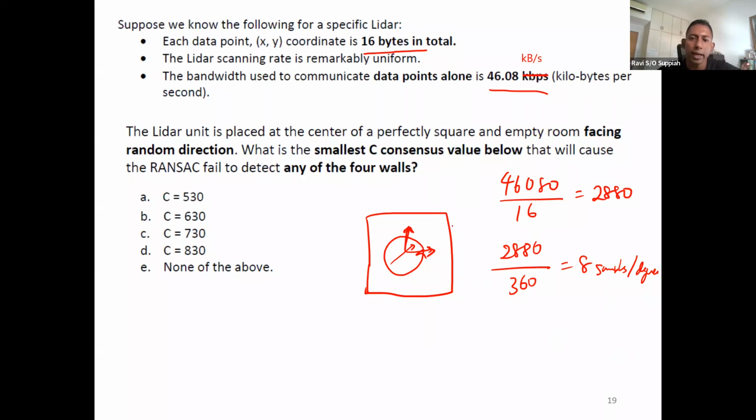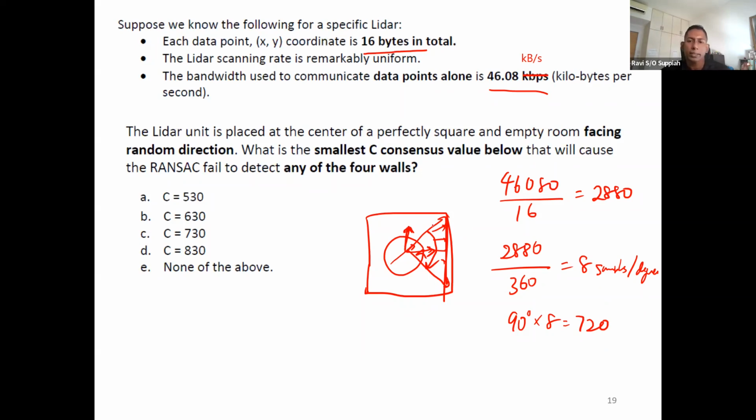So in order for me to detect any wall, the minimum I need is to scan 90 degrees. If I face any direction, I need to be able to scan from here to here. So I need to scan at least 90 degrees to capture a wall. That means 90 degrees times 8 gives me 720 samples. So if my LiDAR is moving in this direction, when it bounces off this wall, for this 90 degrees, I will get back 720 samples of points.